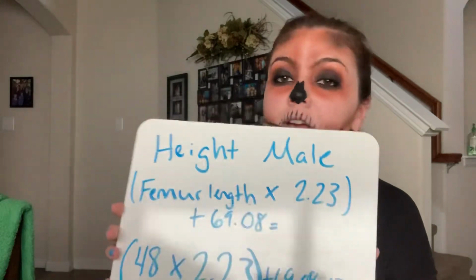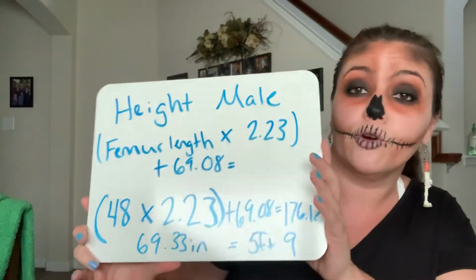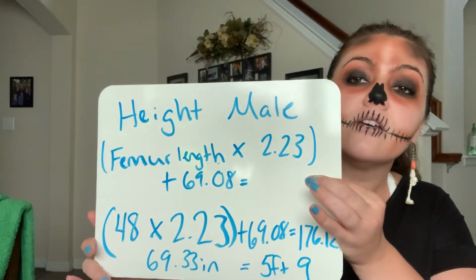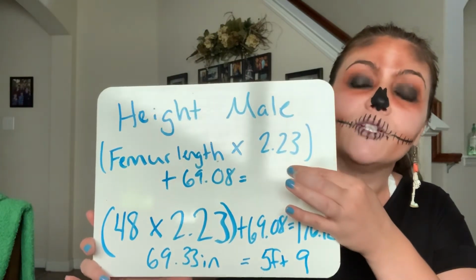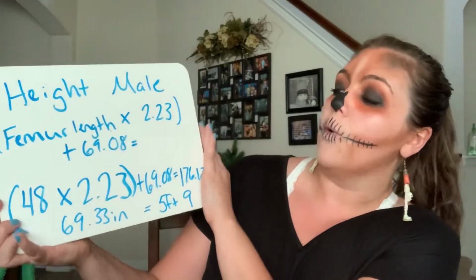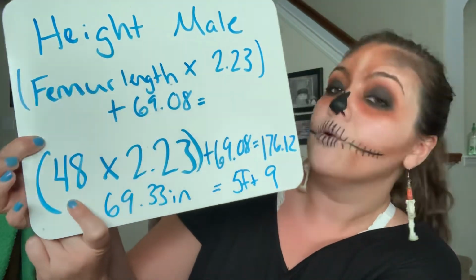Now I did it for my husband as well. I tried to measure his leg, and I got this calculation here. So you can see, if you're a boy at home and want to try to do this calculation, it is a little different. It's just slightly different numbers: multiply by 2.23, and then you tack on 69.08.